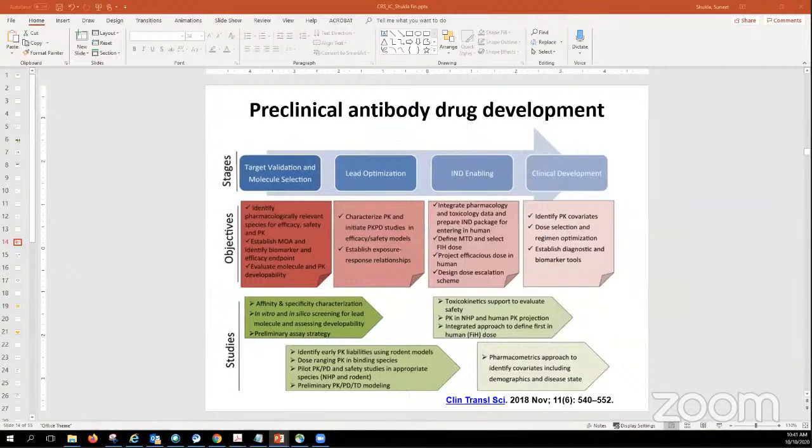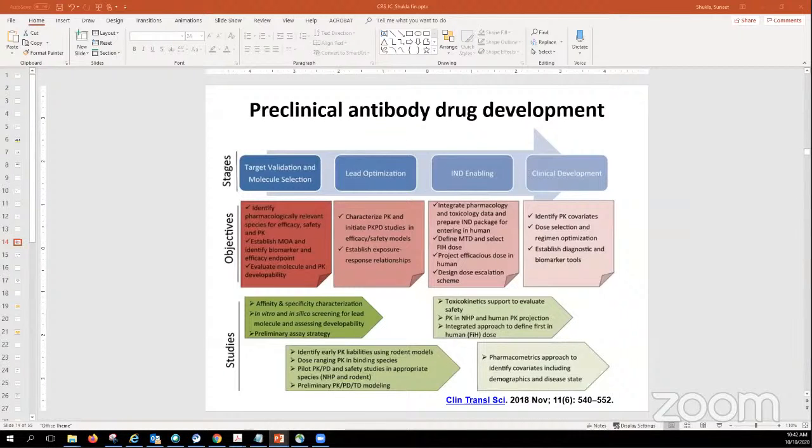is good enough to go in terms of the PK aspects from a development perspective. In order to achieve that objective, there are several assays such as affinity and specificity characterization. As I mentioned in the previous slide, the antigen antibody interaction needs to be very specific, and that's what is done at the preclinical stage. In vitro and in silico screening is also done for the lead molecule, assessing if it is possible to develop, and preliminary assay strategies for measuring and achieving all these objectives are identified through these studies.